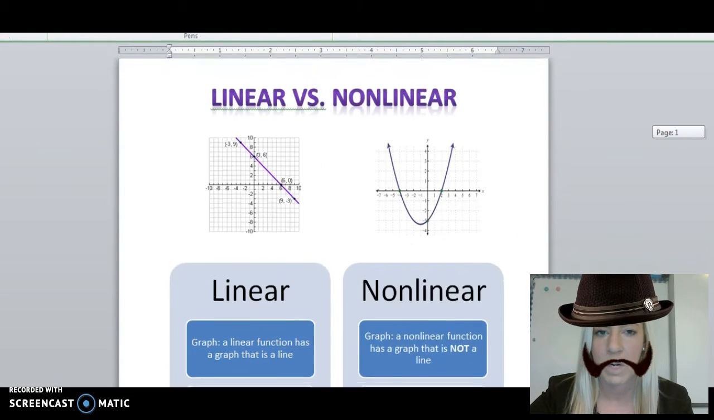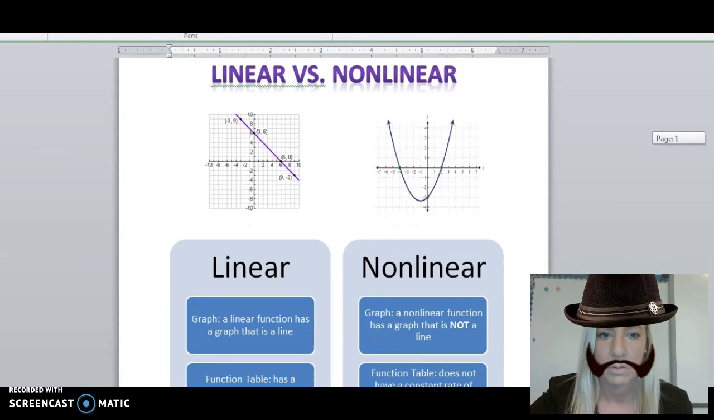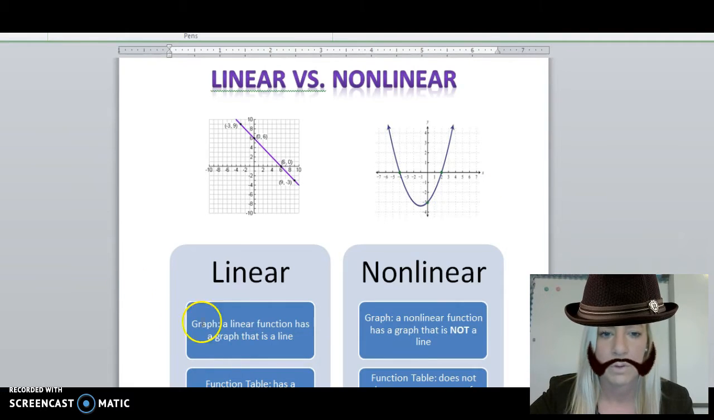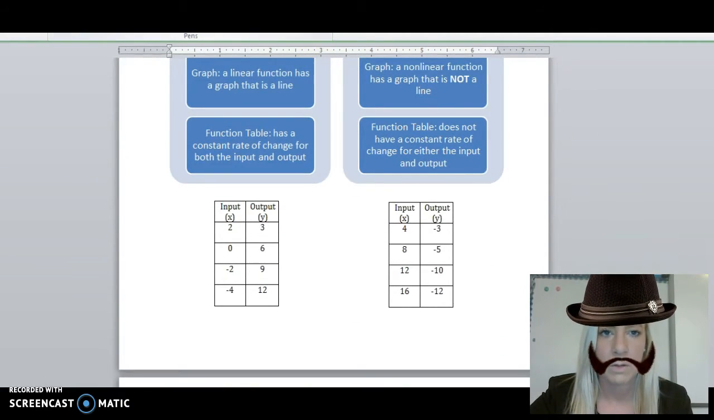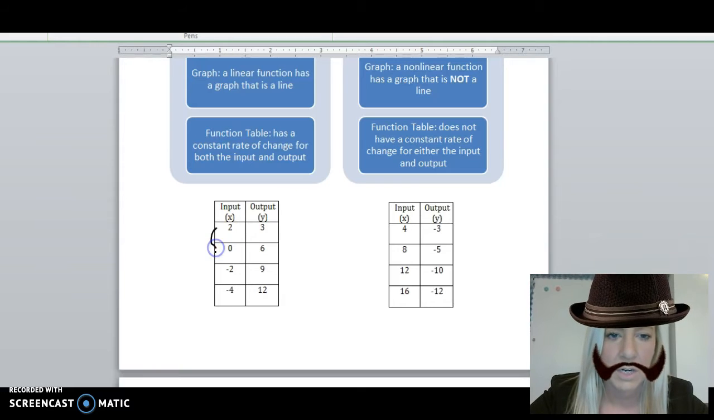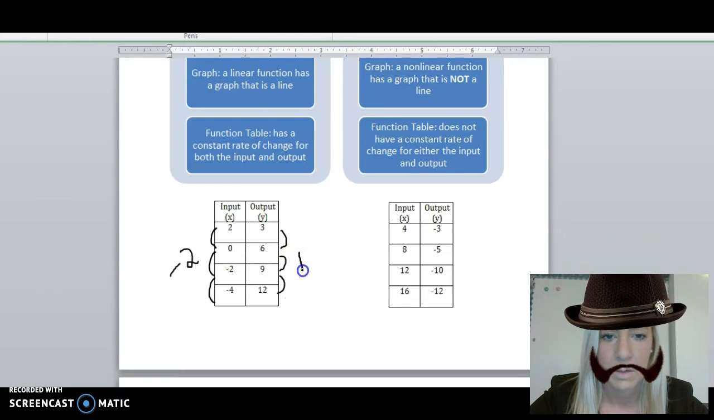Now let's visit your graphic organizer on linear versus nonlinear. So again, a linear function from a graph. The linear function has a graph that is a straight line, whereas a nonlinear graph is not a line. Now looking at a function table, if you notice here, my input values decrease by 2, and my input values increase by 3. So therefore, this is considered a function.